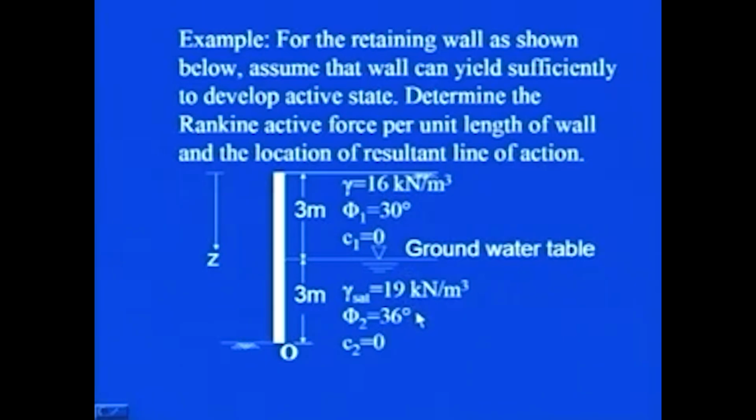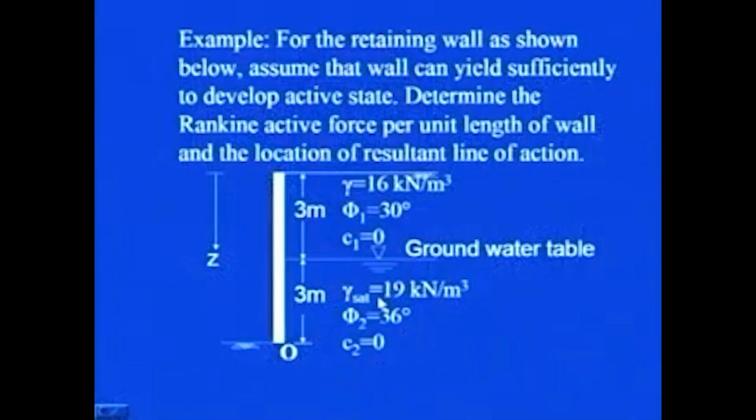Below the groundwater table, when we discussed the theory, I told you about the case where the soil is the same, but you see here the soil is different. That will give you a feel for what happens when the soils are different and a water table is present. That is the most realistic situation you can come across in the field. Here below the groundwater table, the soil will be saturated, so you have to deal with gamma saturated. This gamma saturated is 19 kilonewton per meter cube, phi 2 is 36 degree, and C2 is equal to 0.